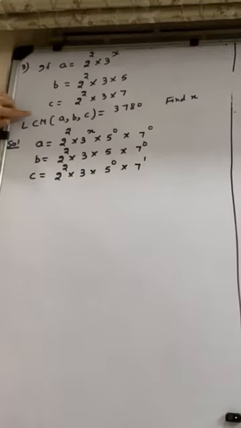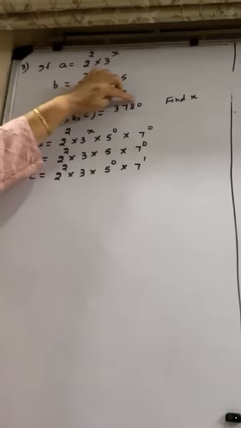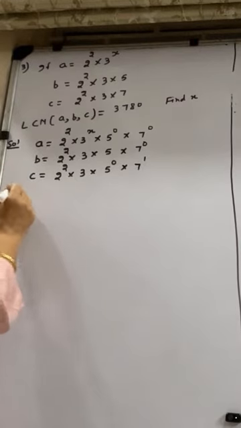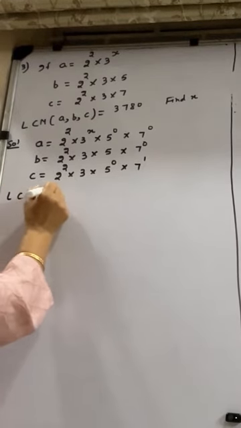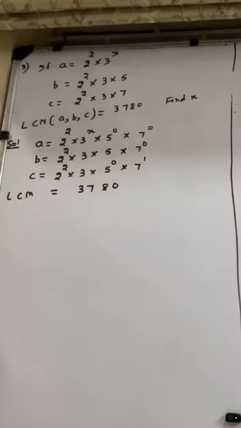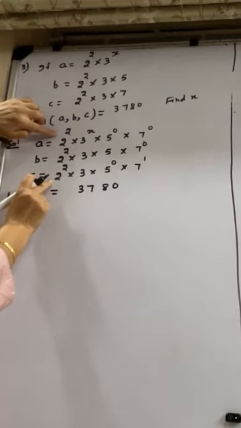Now what is the question? LCM of A, B, C is 3780. You have to find the value of x, right? LCM is given. So LCM of A, B, C is 3780. This is given. Find the LCM. How do we do the LCM? We take the highest powers while doing the LCM, right?